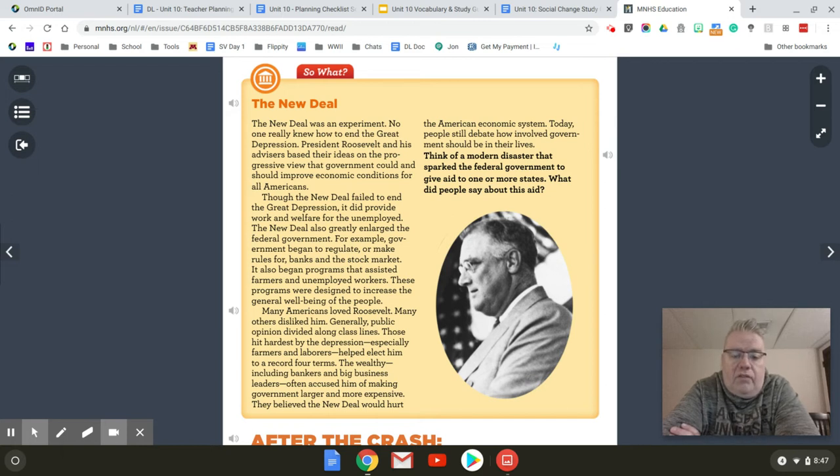Many Americans loved Roosevelt. Many others disliked him. Generally, public opinion divided among class lines. Those hit hardest by the Depression, especially farmers and laborers, helped elect him to a record 4 terms. The wealthy, including bankers and big business leaders, often accused him of making government larger and more expensive. They believed the New Deal would hurt the American economic system. Today, people still debate how involved government should be in their lives.